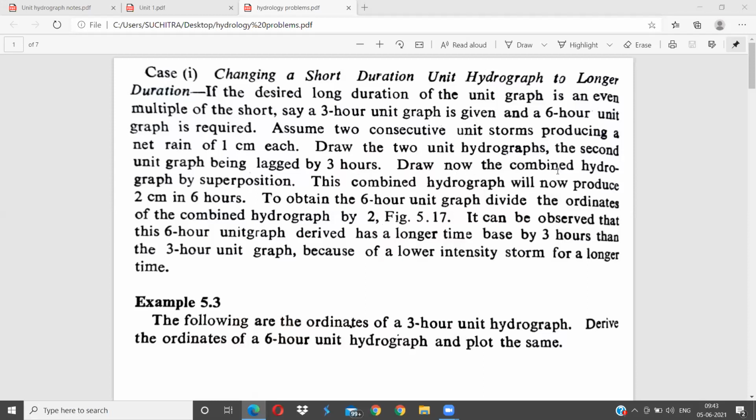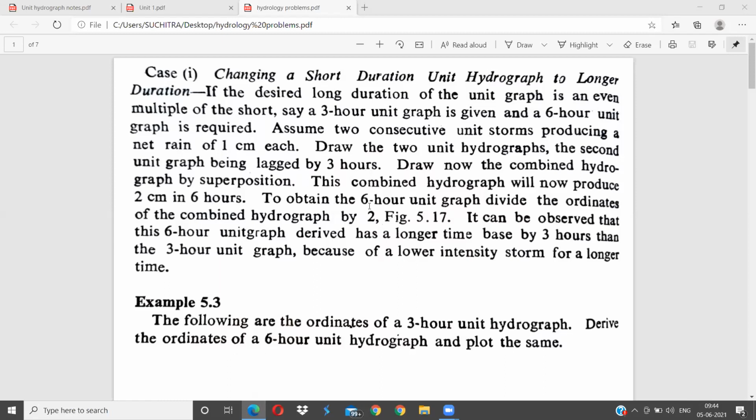Now draw the combined unit hydrograph by the method of superposition. In the last class we discussed how to combine 2 unit hydrographs into a single unit hydrograph by the method of superposition. This combined hydrograph will produce 2 centimeters in 6 hours because we have selected 2 consecutive unit storms producing a volume of runoff equal to 1 centimeter each. So when you combine these 2 hydrographs, they produce a volume of runoff equal to 2 centimeters in a period of 6 hours.